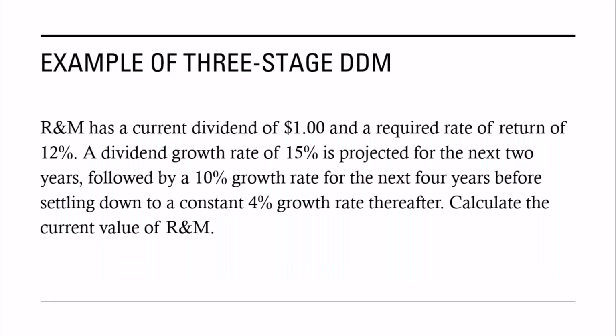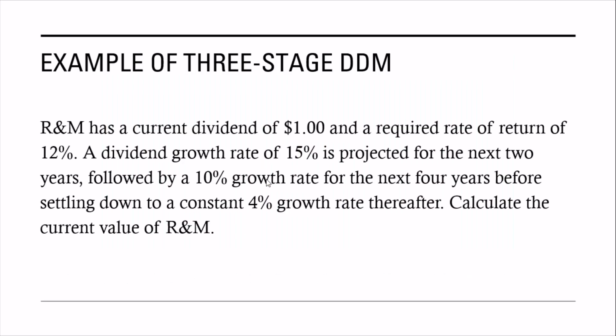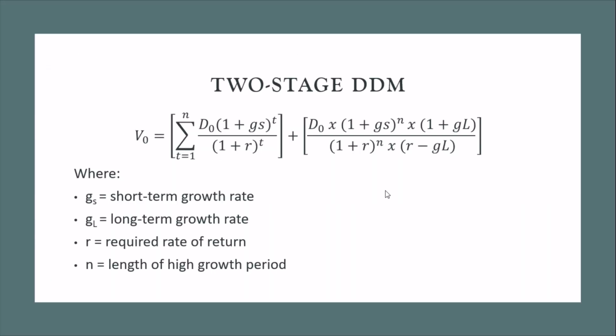But if it's a three-stage DDM, the formula for the last, kumbaga ito V6 kasi 6 years ang hinahanap, siguro pakita ko na lang para alam natin yung sinasabi ko, no? So this equation right here would not be the same with the two-stage DDM. Okay? So hindi na siya ganito kahaba.